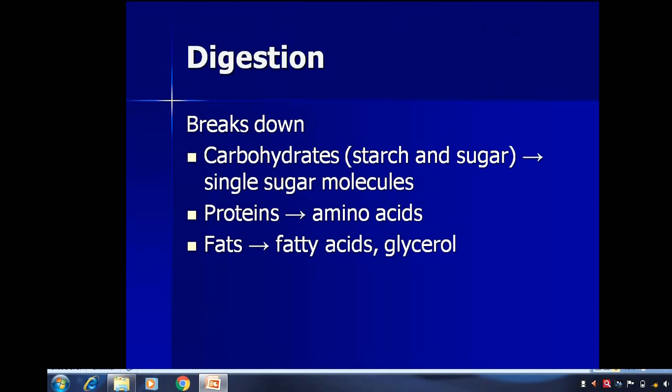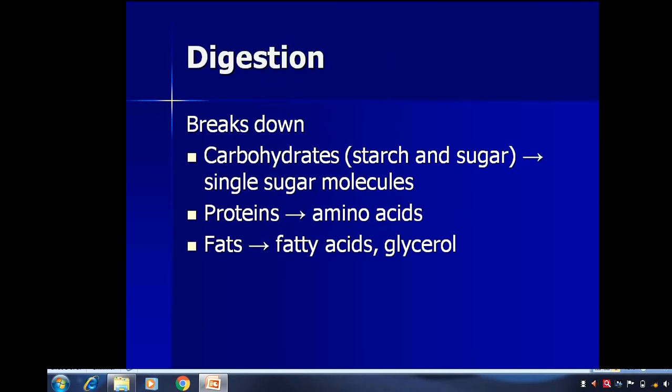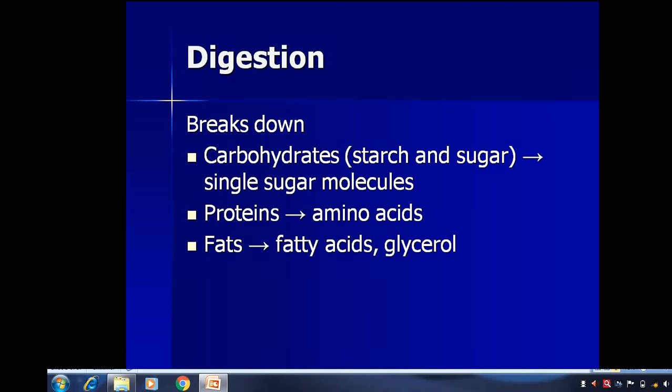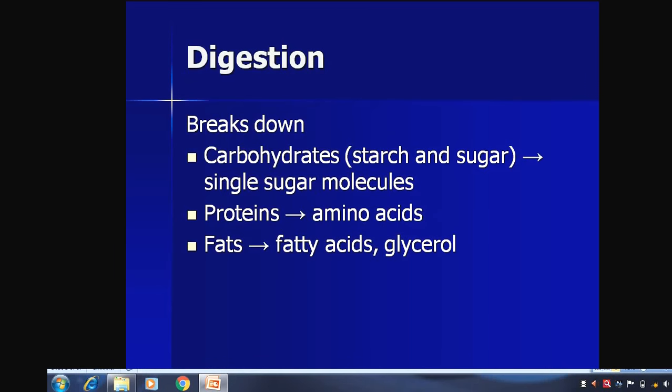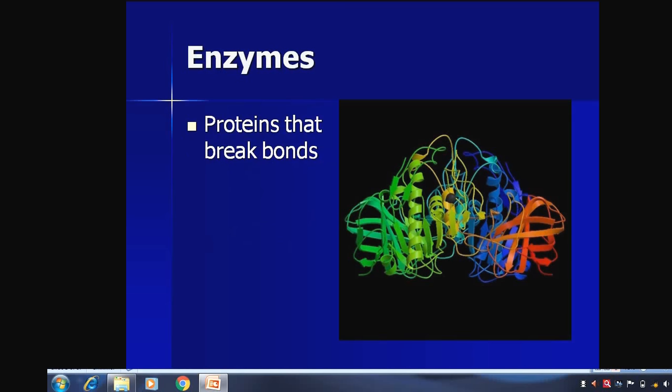The digestive system breaks down carbohydrates into single sugar molecules, proteins into amino acids, and fats into fatty acids. These are the basic three breakdown features. These enzymes are proteins that break bonds.